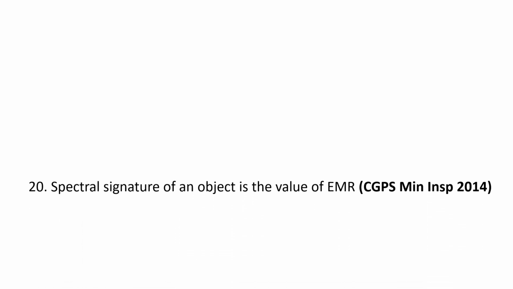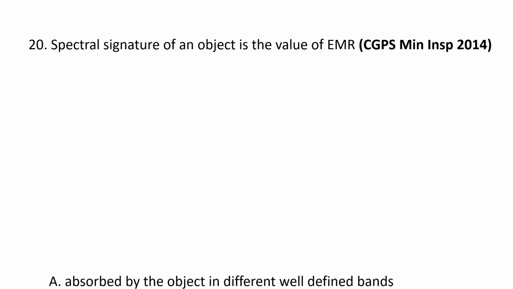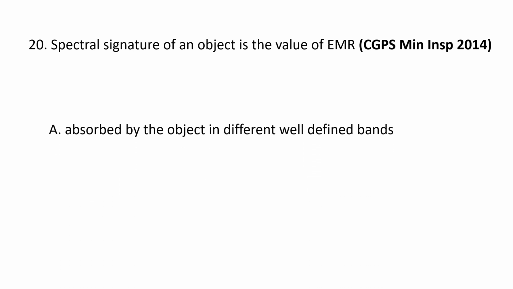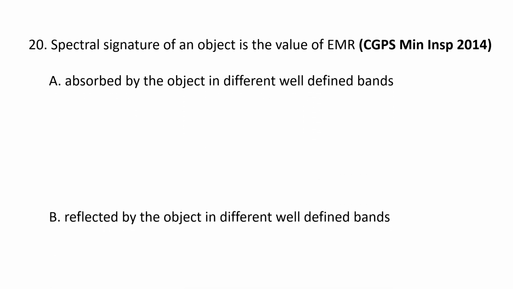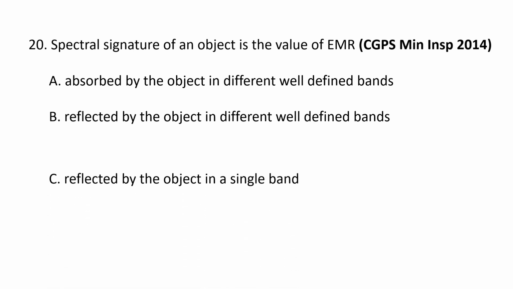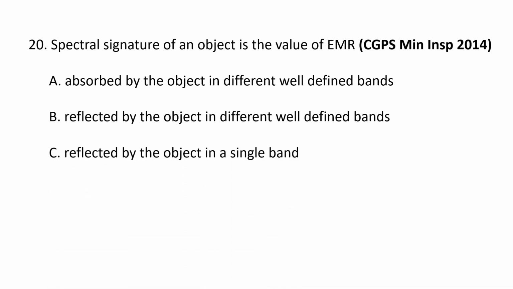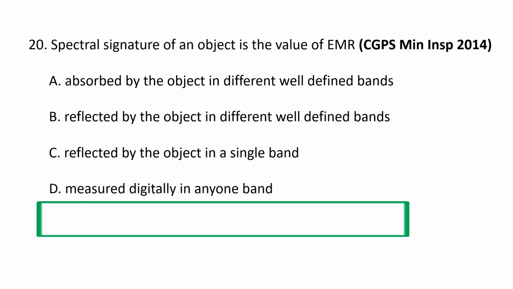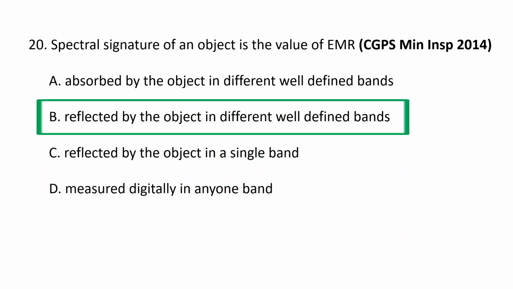Next question. Spectral signature of an element is the value of EMR. A. Absorbed by the object in different well-defined bands. B. Reflected by the object in different well-defined bands. C. Reflected by the object in a single band. D. Measured digitally in any one band. Spectral signature of an object is the value of EMR which is reflected by the object in different well-defined bands.